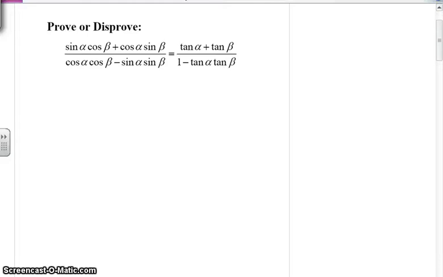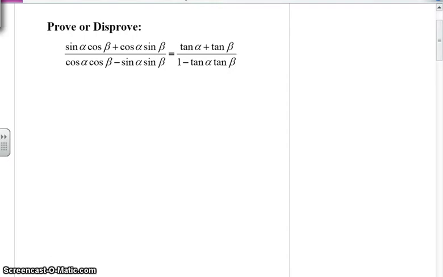All right, another proof here. Okay, looking at this statement that I'm trying to prove, I see the left side looks a little more complicated than the right, but when I look at the left side, I'm not completely clear what to do right away. So I'm going to start on the right side.